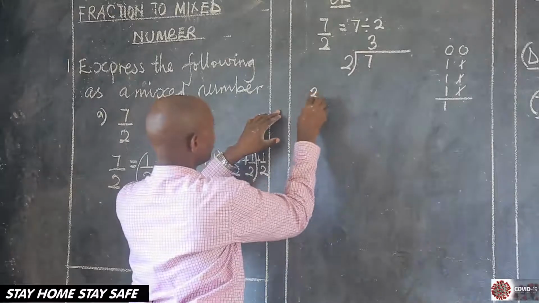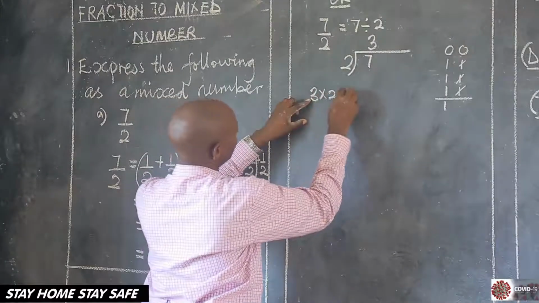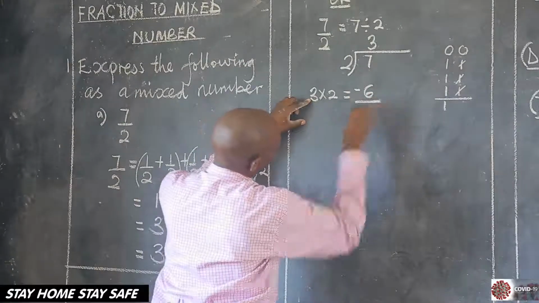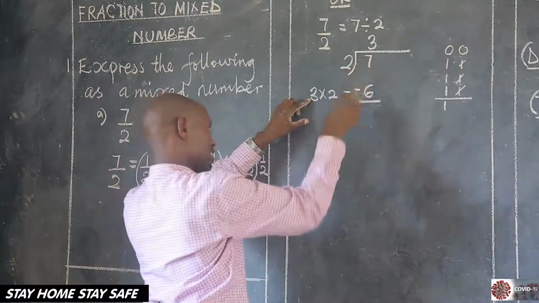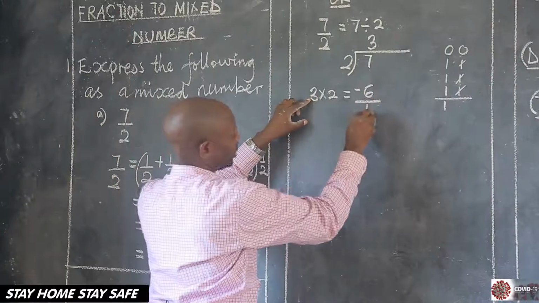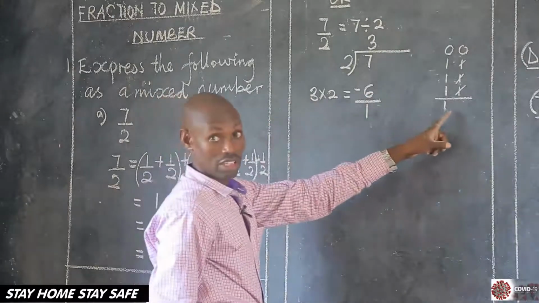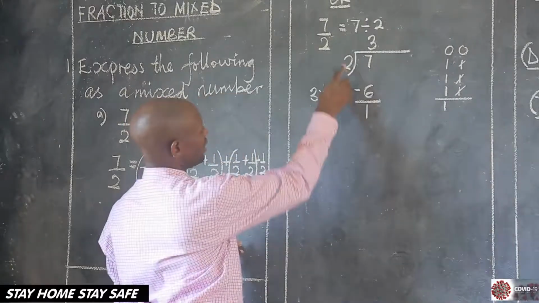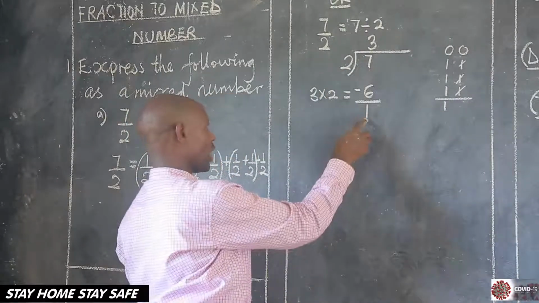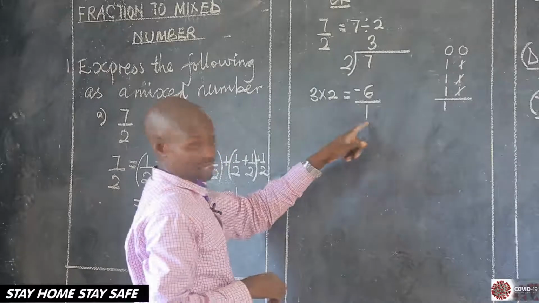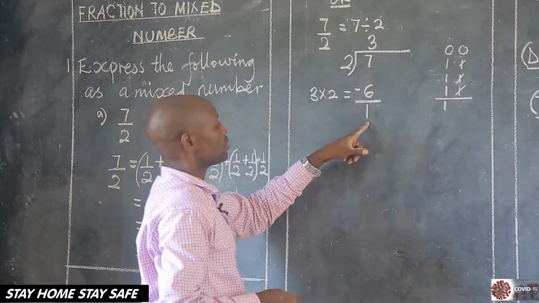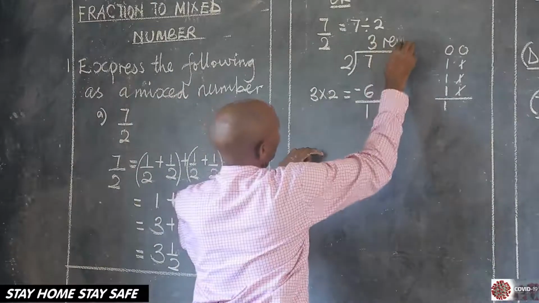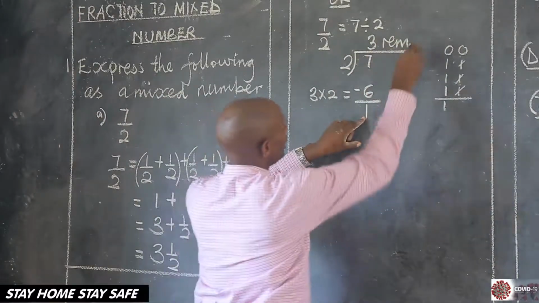Then we get 3, we multiply it by 2. And this one is going to give us 6. So when you get 7, take away 6, we get 1. The one which remained here. So 1 and 2, which one is bigger? 1 is smaller. So the moment you remain with a number which is smaller, then it becomes what we call the remainder. So the remainder is 1.